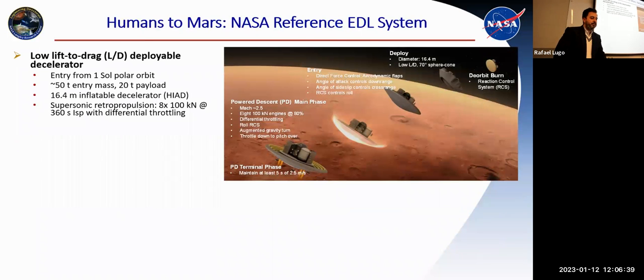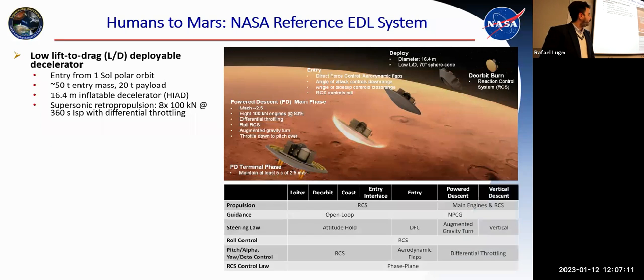Okay, so I'm going to talk about a particular system, our NASA reference EDL system for Mars. This is a low lift-to-drag deployable decelerator. It comes in from a 1-sol orbit. It's a 50-ton entry mass, pretty big, with a 20-ton payload. We're talking about a 16-meter HIAD and supersonic retropropulsion. Here you can see the general CONOPS, where we deploy the decelerator exoatmospherically. We fly through the atmosphere using direct force control and a numerical predictive corrector for guidance, then powered descent with 800 kilonewton engines, and finally terminal descent.